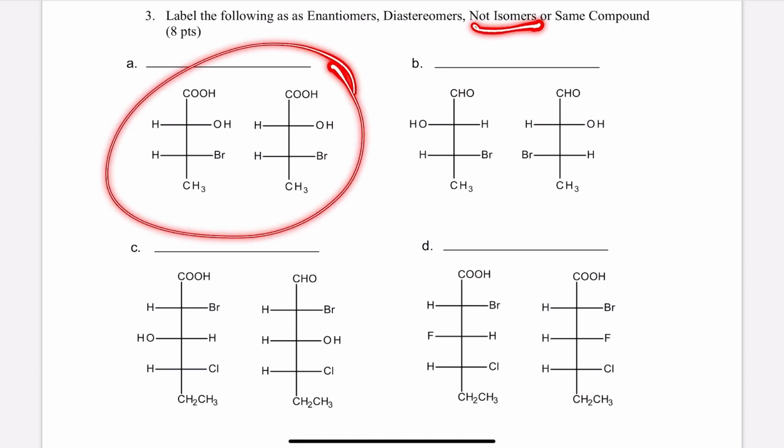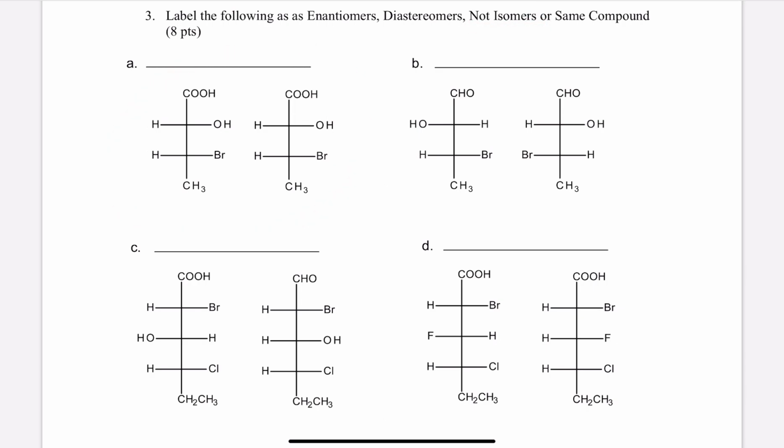So let's just look at this first one. What do we see? This is the same, this is the same, right? Both have hydrogens, they both have OHs, they both have Brs. So not only do they have literally everything the same, they also have everything in the exact same place. So you see how everything is in the exact same place? So they're not mirror images, right?